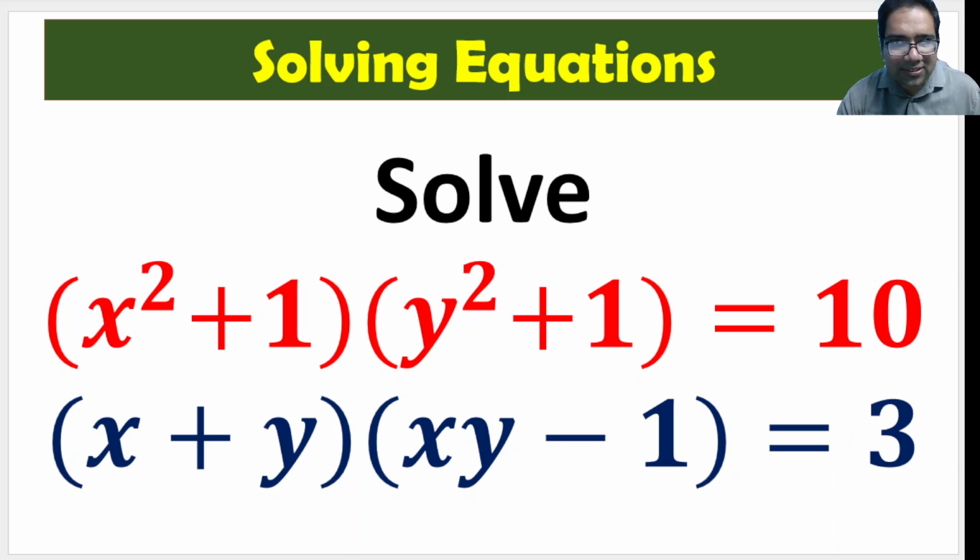We have two equations. (x² + 1)(y² + 1) = 10 and (x + y)(xy − 1) = 3. We have this system of equations, and we have to solve them.